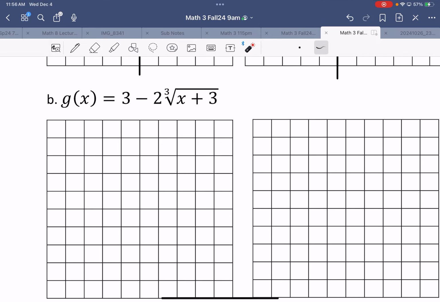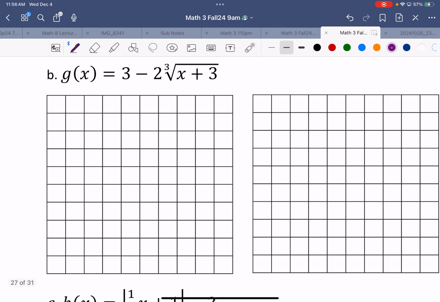The cube root. Here we go. Remember what I just said? They're all the same. Right? The cube root, 0, 0, 1, 1. So this is the parent function. And it's going to look like this. And I just do a quick rough sketch.